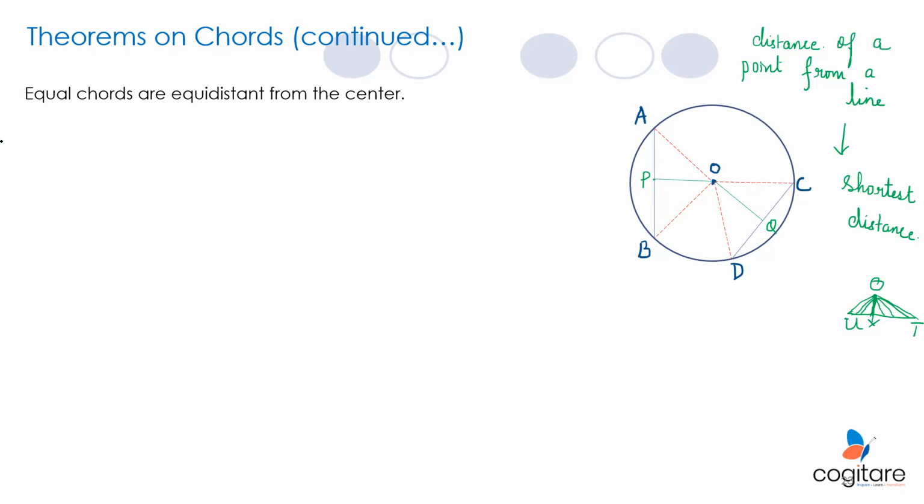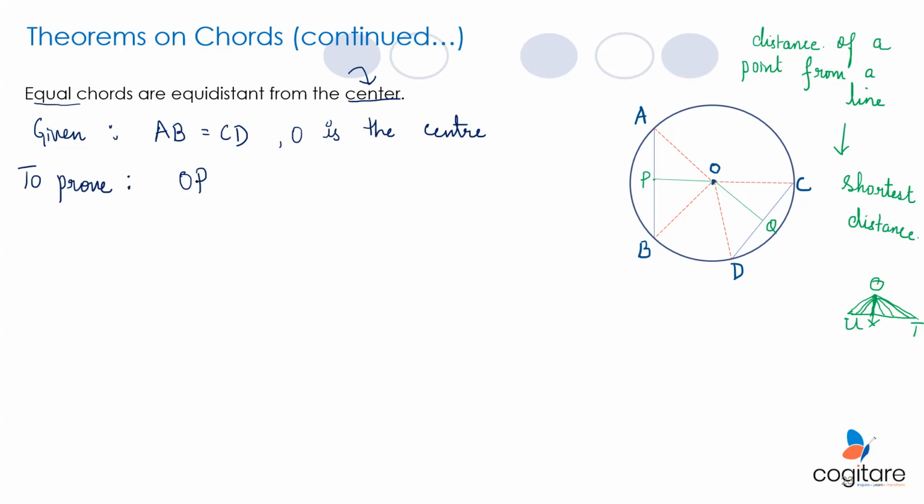So let's begin the proof. What is given? We begin with the fact that the chords are equal, AB is equal to CD, and O is the center. We're not talking about the distance of the chord from any random point. It is from the center, okay? So O is the center. What do we need to prove? We need to prove that OP is equal to OQ. The distances indeed are equal from the center.